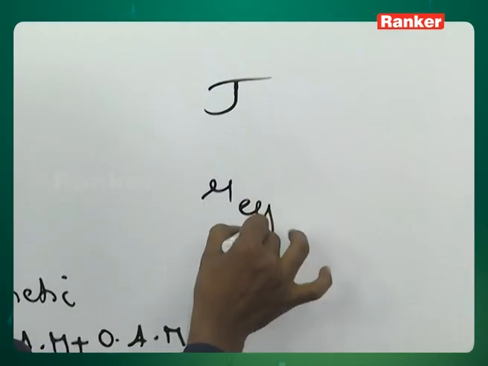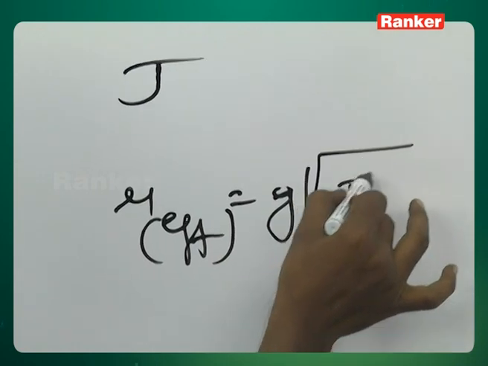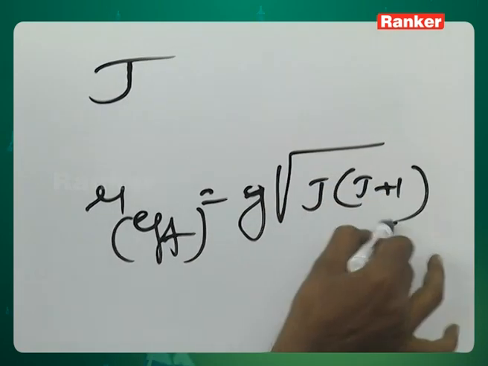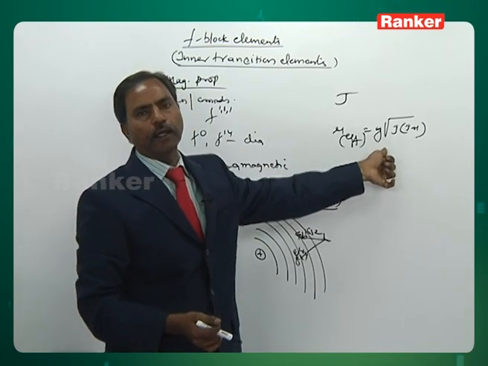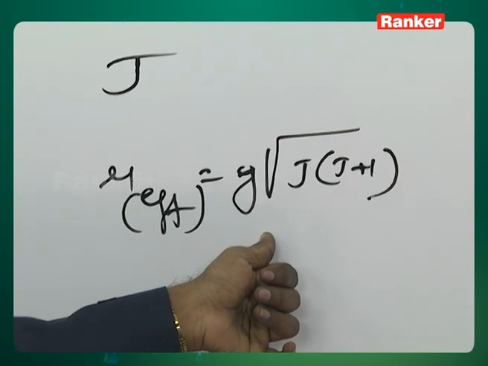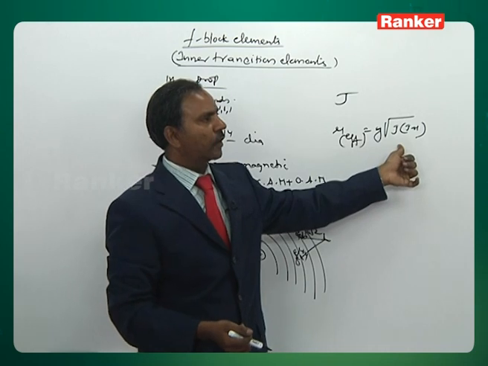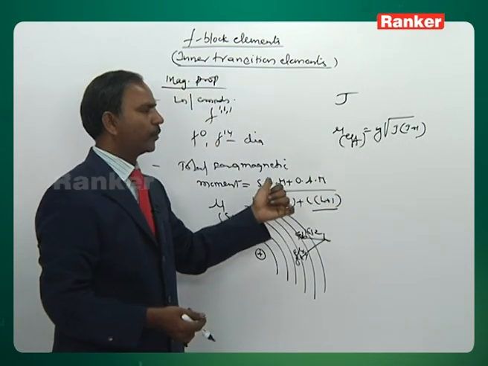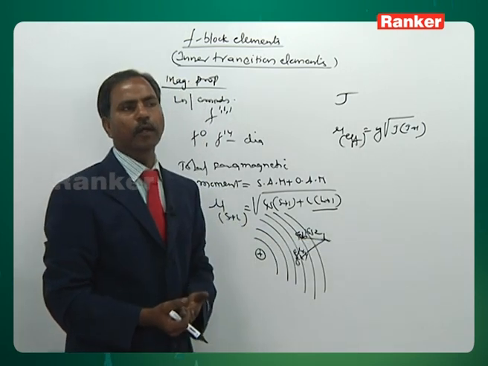Now, μ effective is equal to g into the square root of J into J plus 1. This g is what is already given in the d-block elements also. The g stands for gyromagnetic ratio. Its value is 2. And J stands for the resultant of both the spin angular momentum and the orbital angular momentum.